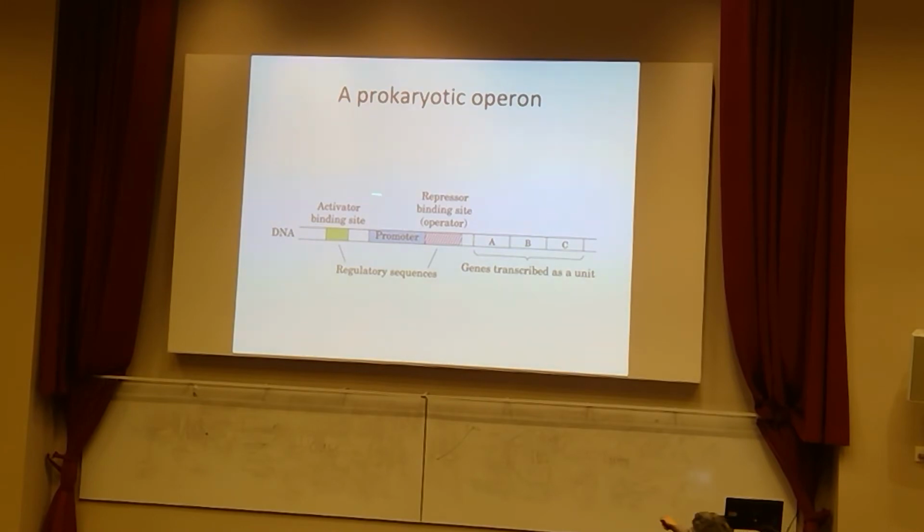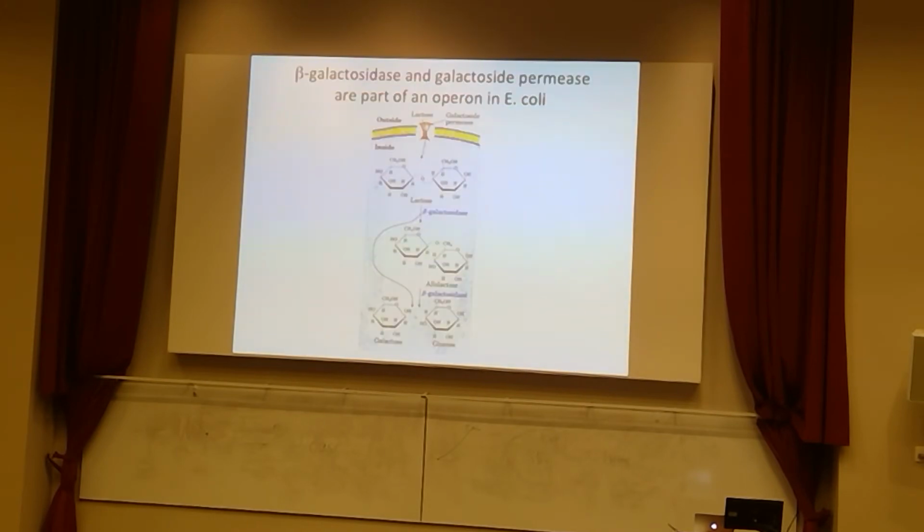So the promoter and the associated binding of a repressor or an activator in this regulatory region can control more than one gene at a time. We have a bunch of genes downstream of a particular promoter site. They can all be transcribed as one unit, and we call those operons. And we're going to take a look at how operons are regulated in prokaryotic systems. And we'll begin by taking a look at the lac operon.